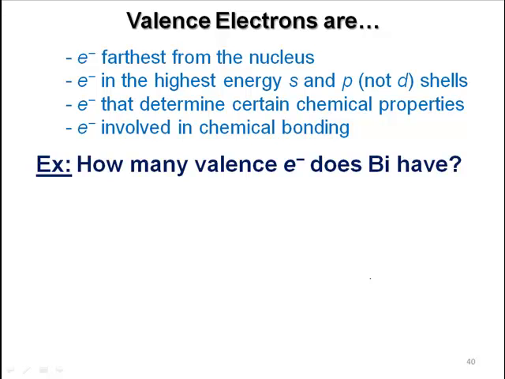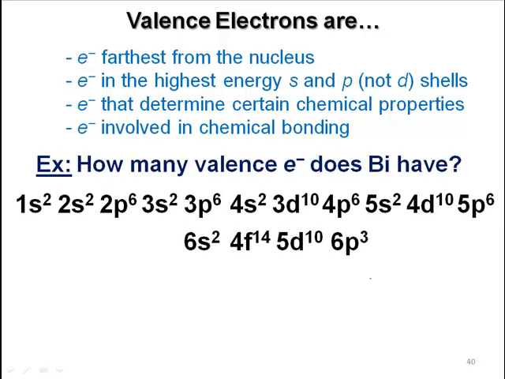Is there an easier way of determining it? Yep. You look up here. What's it say? 5A. You're done. Oh, that's cool. And Americans did that intentionally. They put a 5A. The international community wants it to be 15, so you just have to subtract 10 from it if you want it to be that way. The A's up here tell us the number of valence electrons, almost all the time, but not always.